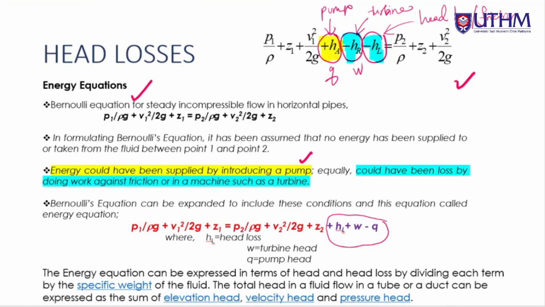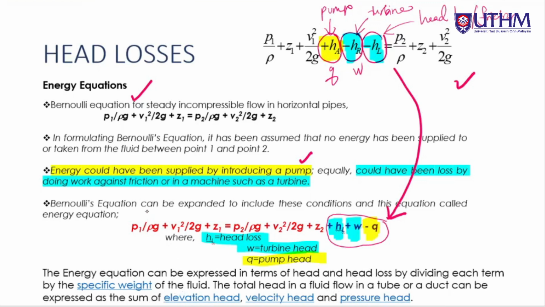Ataupun, kita juga boleh bawa this equation kepada kanan lah. Ke kanan, in which yang minus-minus tu, dia dah jadi positif-positif dekat sini, yang pump tadi positif on the left hand side, dia jadi minus on the right hand side. Okay, this one. Okay, dia tak kisahlah kita nak letak kat mana pun, yang penting kita faham what is the definition. Okay, and the energy equation can be expressed in terms of head and head loss by dividing each term by the specific weight of the fluid.